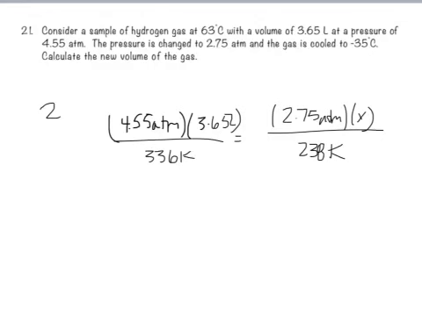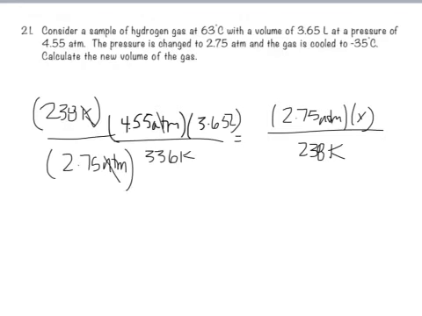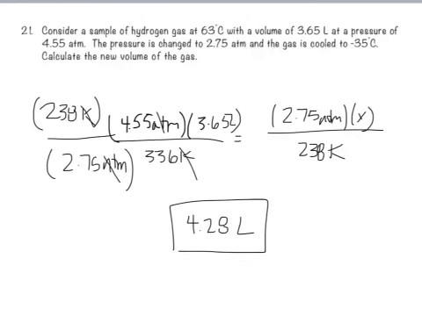So I'm going to cross multiply and divide. So 238 Kelvin comes up here. And the 2.75 atmospheres comes down here. Atmospheres cancel. Kelvin cancels. I'm left with liters. If I cross multiply and divide, I get 4.28 liters.